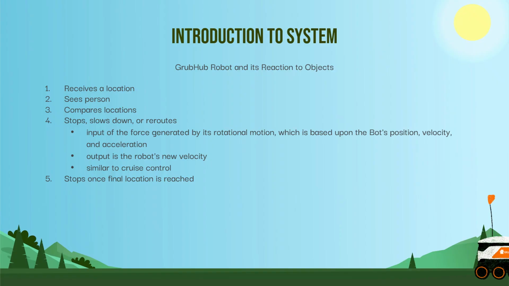Grubhub robot's reaction to a person. First, it receives a location to travel to based upon a GPS signal and begins its journey. Next, the bot locates the person while on its path and compares their two locations. It stops, slows down, or reroutes based upon this input.